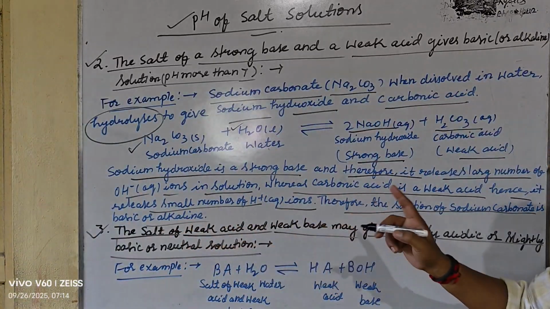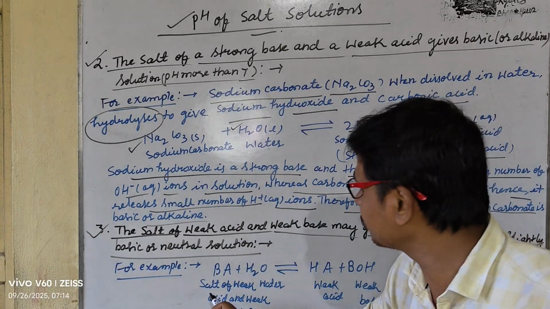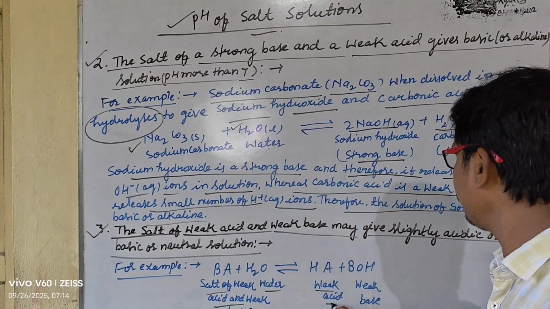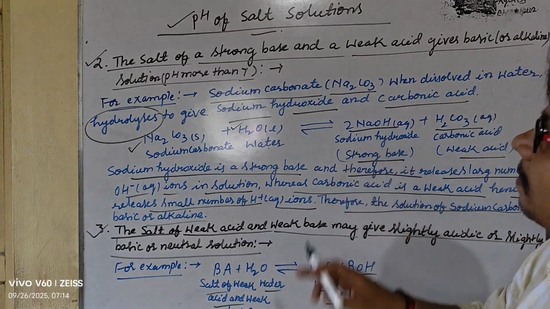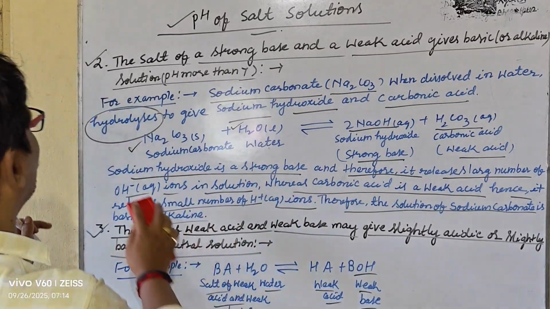The salt of a weak acid and a weak base may give a slightly acidic or slightly basic or neutral solution. This is all about the second and third. I will give you the explanation of the third number.